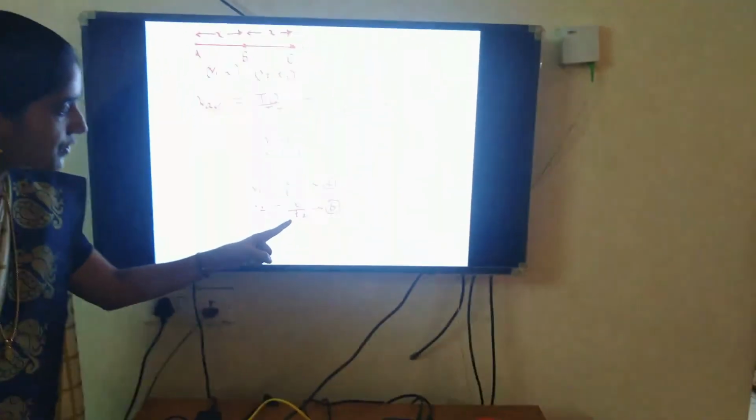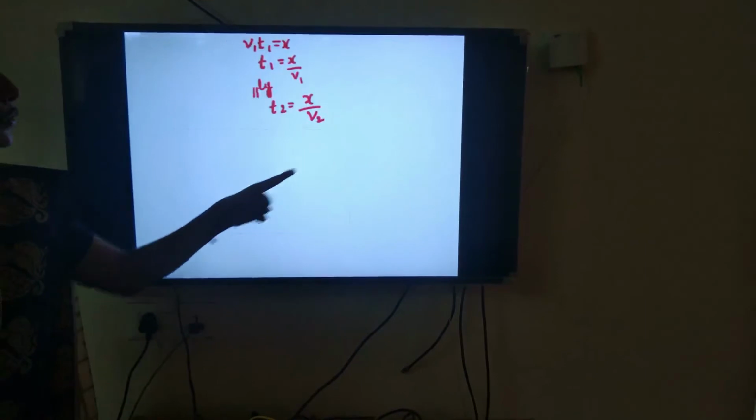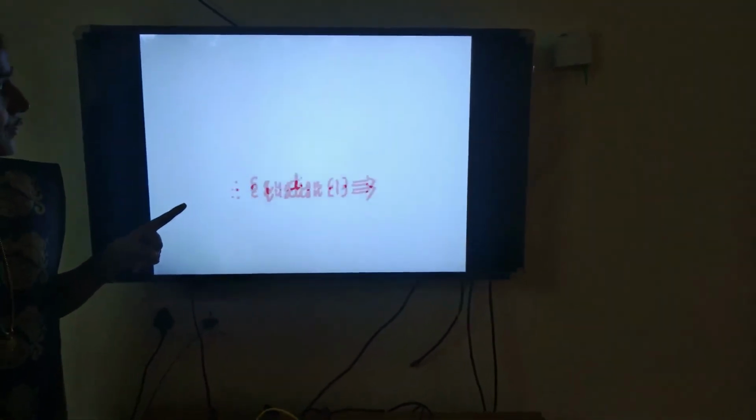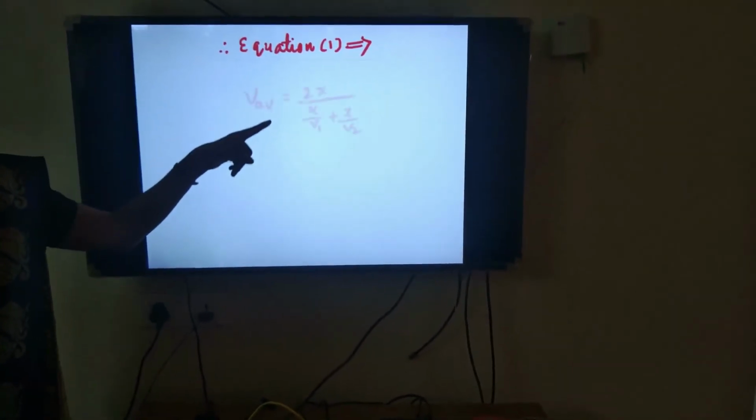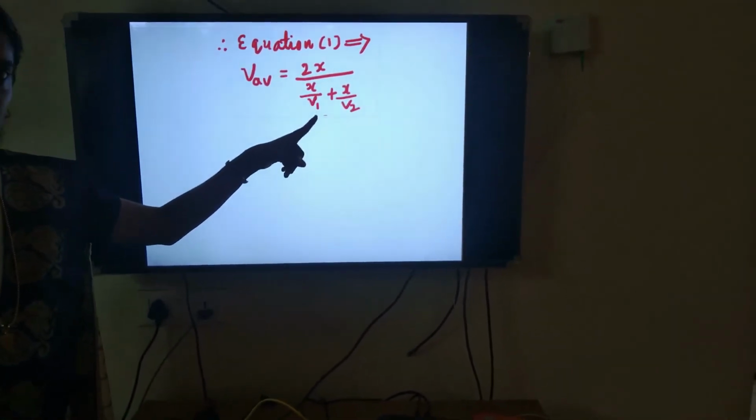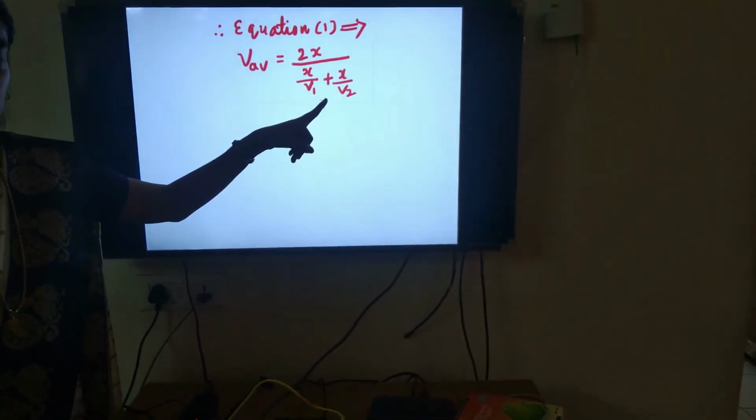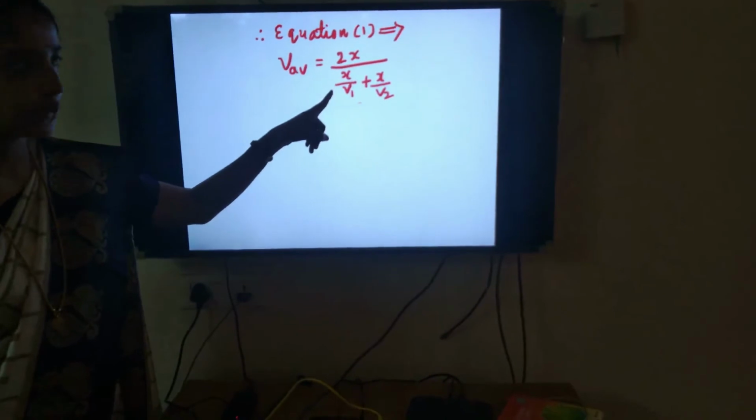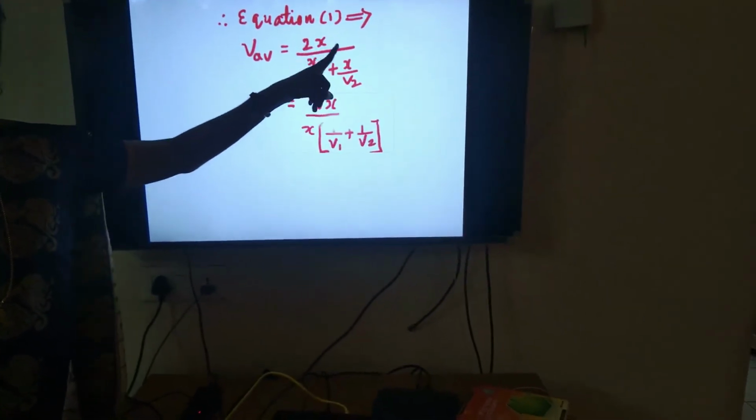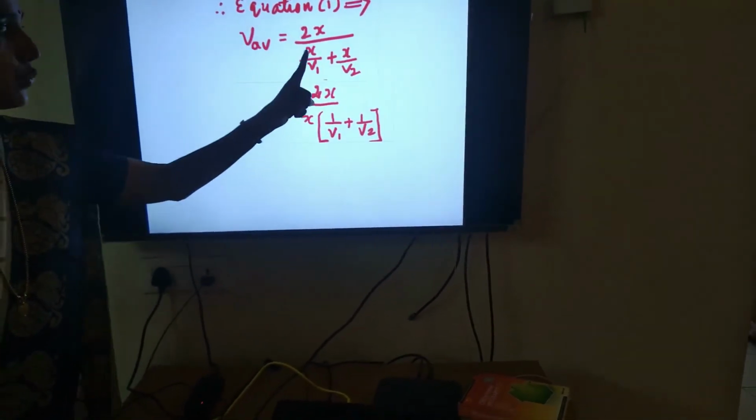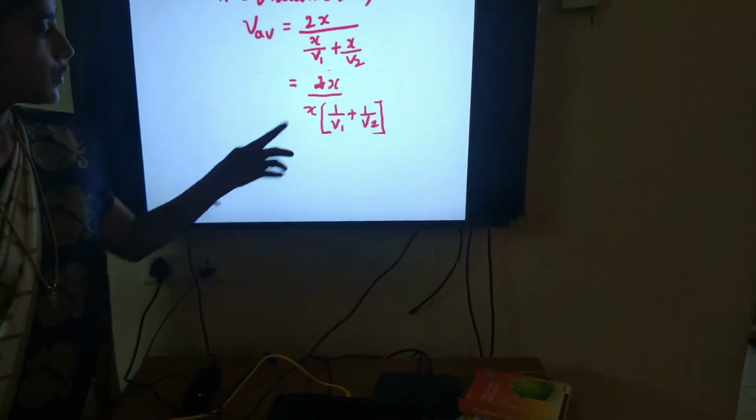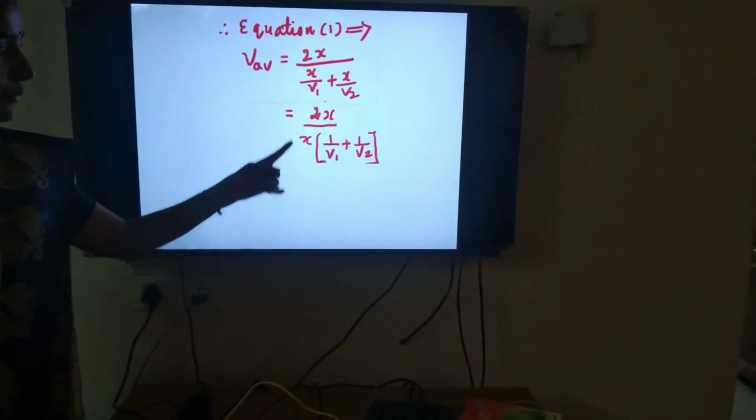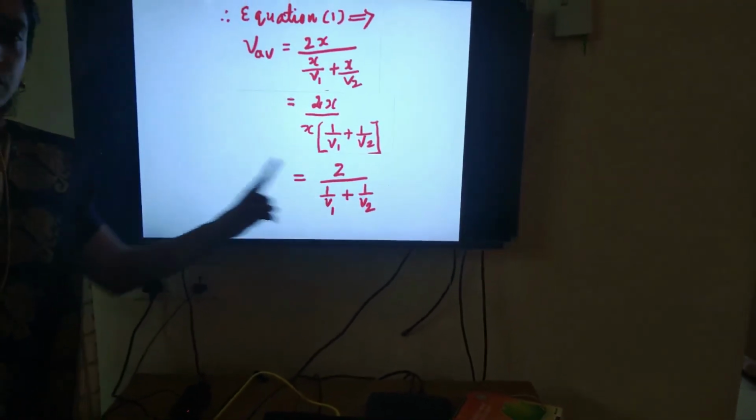Then we substitute this T1 and T2 in this equation. We got X by V1 and X by V2, so let us substitute in equation 1. Instead of T1, X by V1. Instead of T2, X by V2. Here in the denominator X is common, so X is outside. The numerator 2x is as such. Denominator: X into 1 by V1 plus 1 by V2. X is common in the numerator and denominator, so X is cancelled. So it comes 2 by 1 by V1 plus 1 by V2.